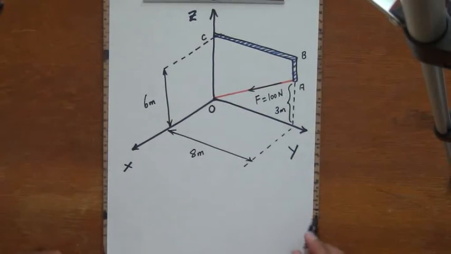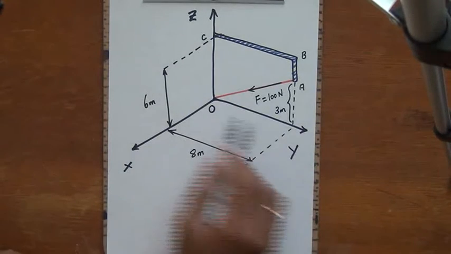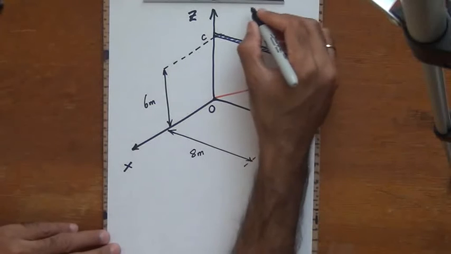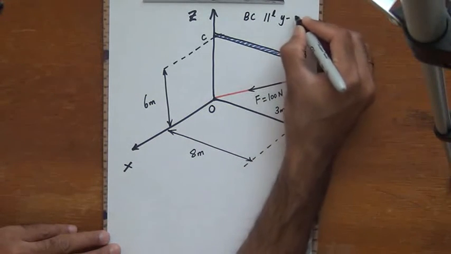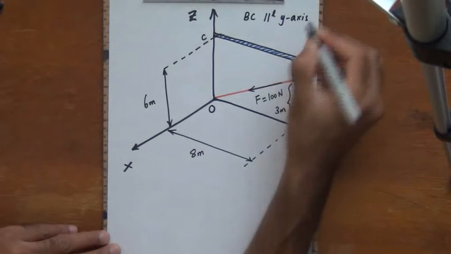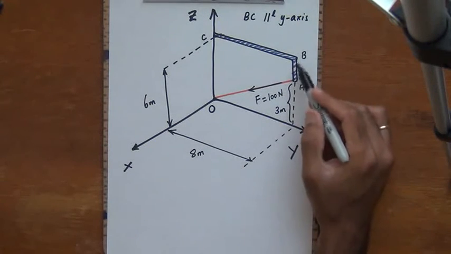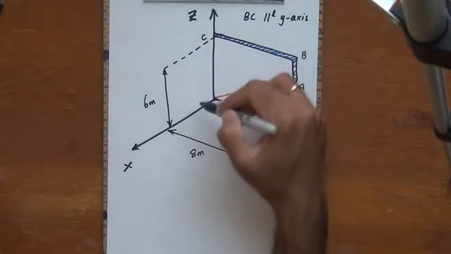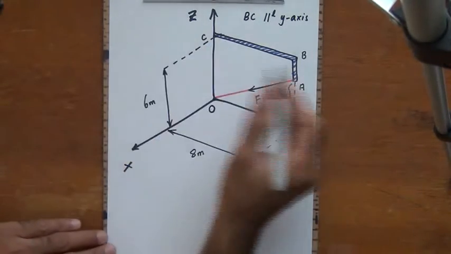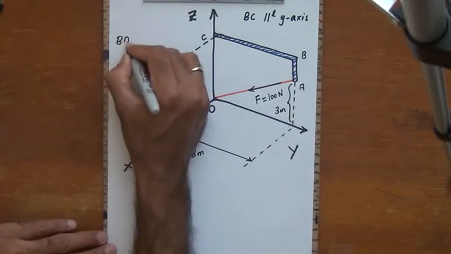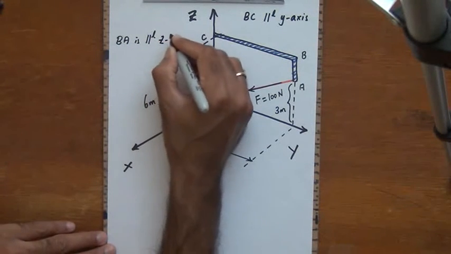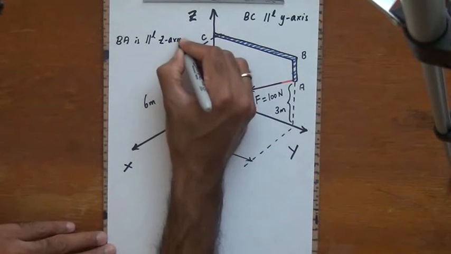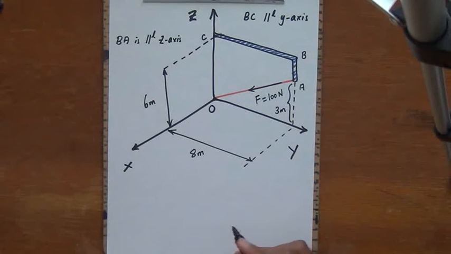And key points here are the line BC is parallel to the y-axis. So BC is parallel to the y-axis. The line from B to A is parallel to the z-axis here. So I'm going to write that here. So BA is parallel to the z-axis. And these are the dimensions that are given to us. We have the force vector F.